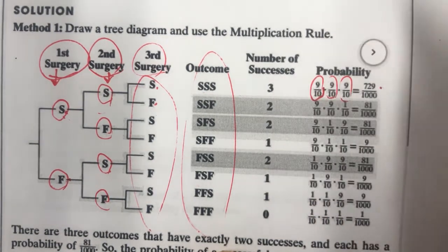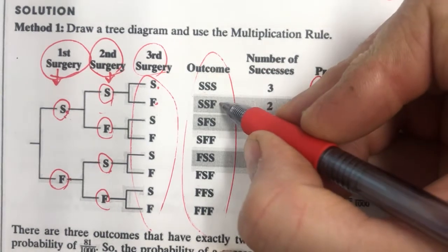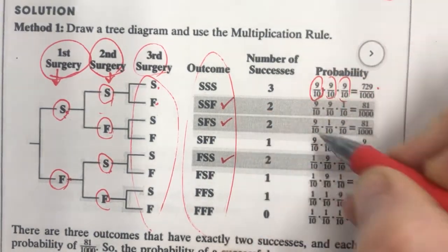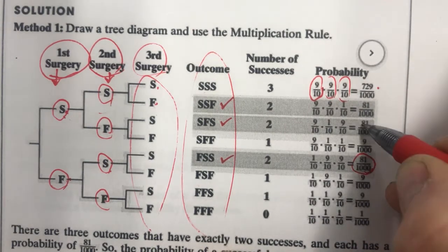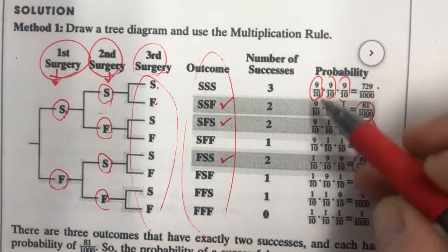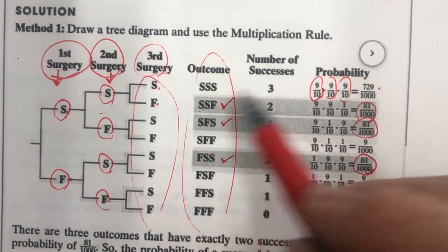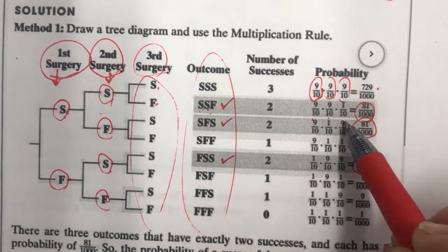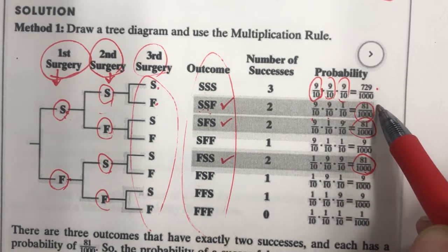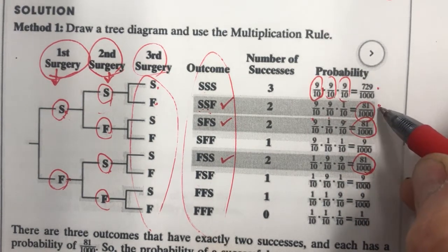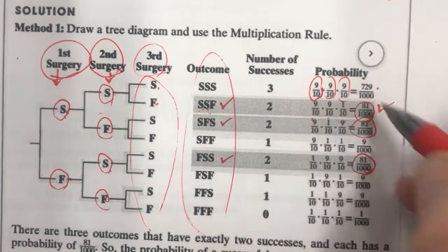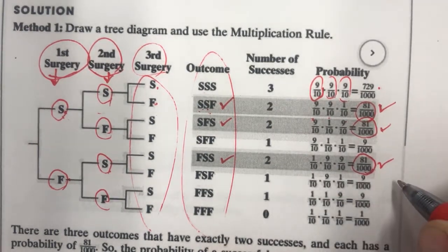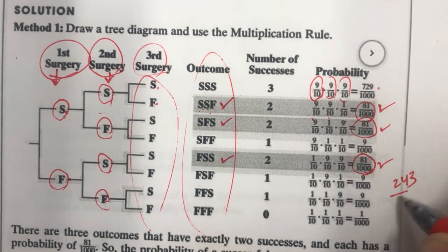But now what we're looking for is exactly 2. Well, here's exactly 2, and here's exactly 2. These 3 right here. If you notice, it's going to be success 9/10, success 9/10, and the failure, well, that's 1/10. And I multiply those together, and there's my probability. Okay, so here's the probability for this one, here's the probability for that one, and here's the probability for that one. So if I add those together, that's going to be 243 over 1,000.